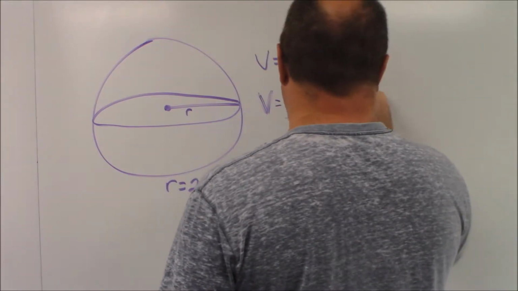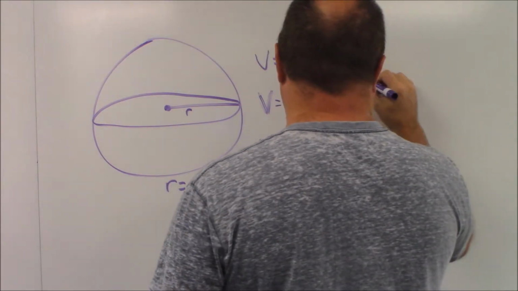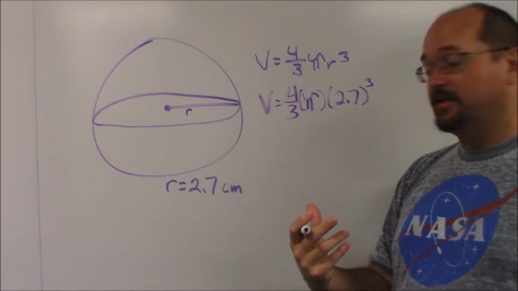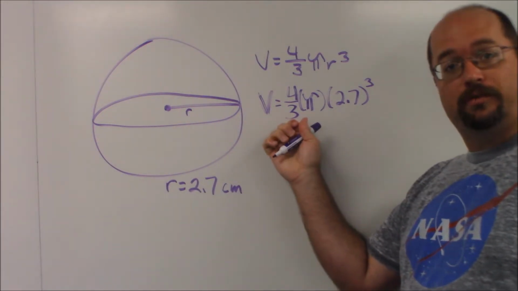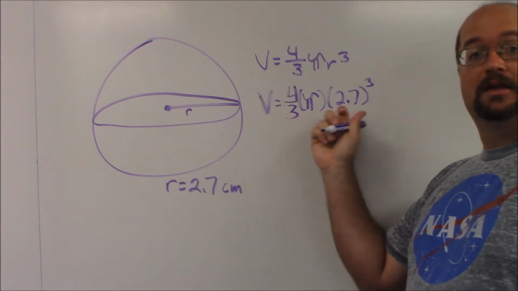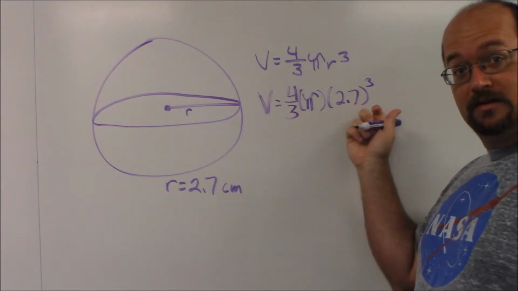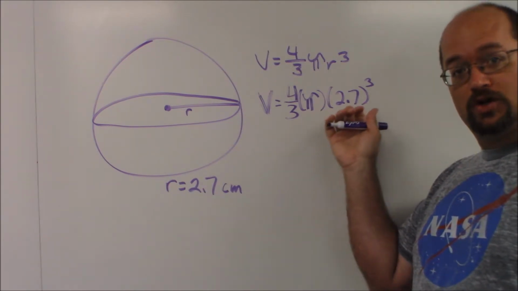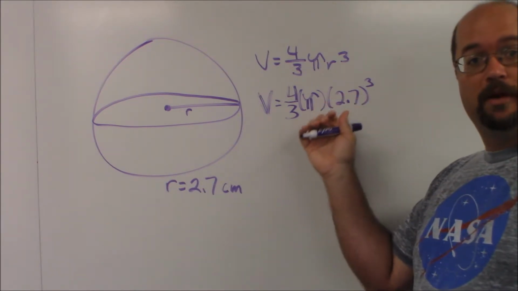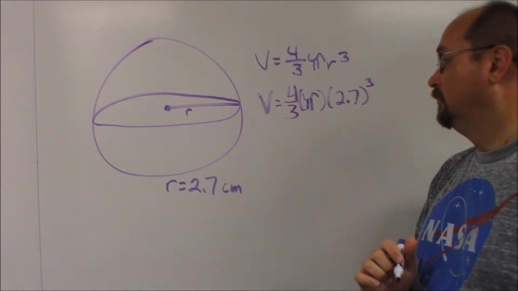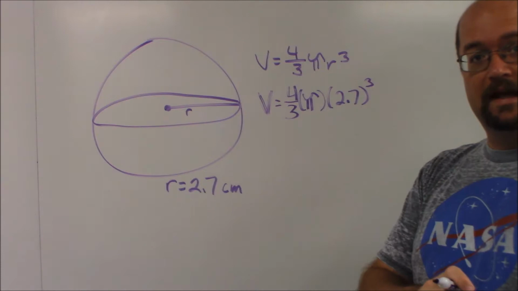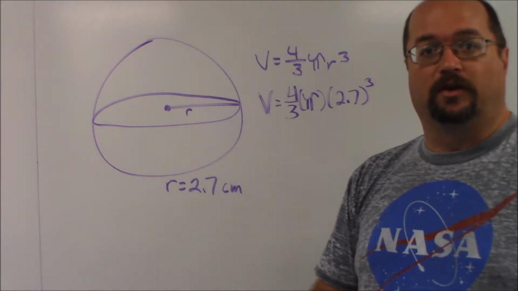And then we're going to have 2.7 cubed. And just as we did previously, when you're keying this into the calculator, do not multiply 4/3 times pi times 2.7 and then cube it. That will give you the incorrect answer. You need to cube 2.7 first, and then multiply by pi, and then multiply by 4/3. All right, so go and pause the video, key that in, and we'll verify that you got the correct answer.